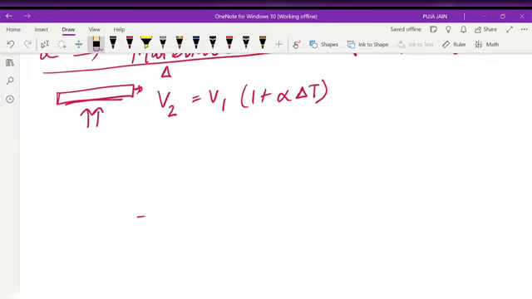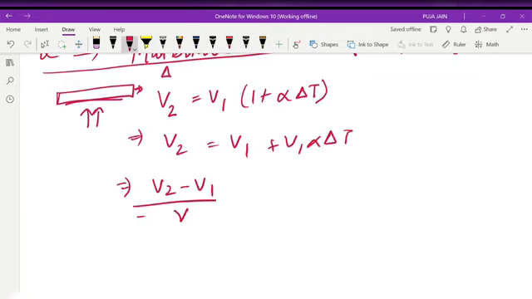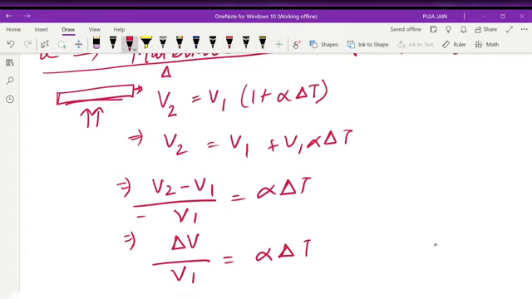V2 is equal to V1 plus V1 alpha del T. So this is (V2 minus V1) by V1 equals alpha del T. This is the change in volume by the original volume, alpha del T. So alpha is what? (1 by V) del V del T, and obviously this is at constant pressure.